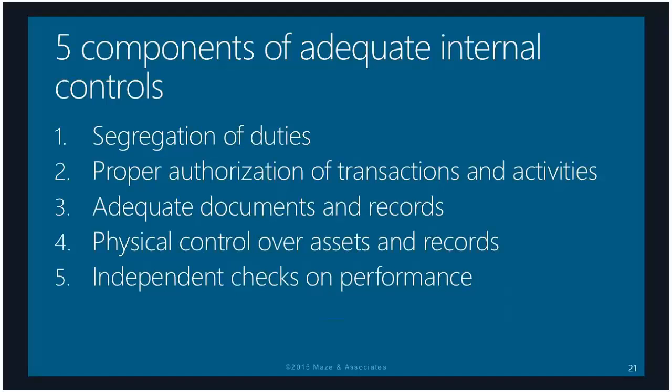And the last component, number 5, is the independent checks on performance. Basically, you want to do spot checks of registers or surprise counts of things like petty cash or the cash register, things like that.